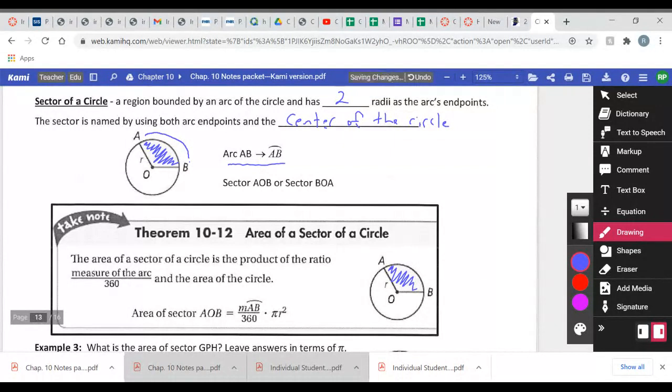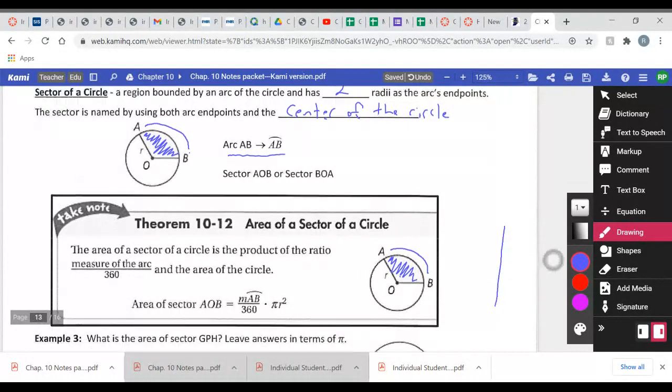It says the area of a sector of a circle is the product of the ratio of the measure of the arc, which again is the measure from here to here, which is the same as the measure of the central angle, over 360, because that's how many degrees are all the way around the circle. And then you're going to multiply that by the area of the circle. Okay, so the area of a circle formula gives you the area of the entire circle. But if I just want the area of a certain section of that, I've got to multiply by what portion of that circle that I want.